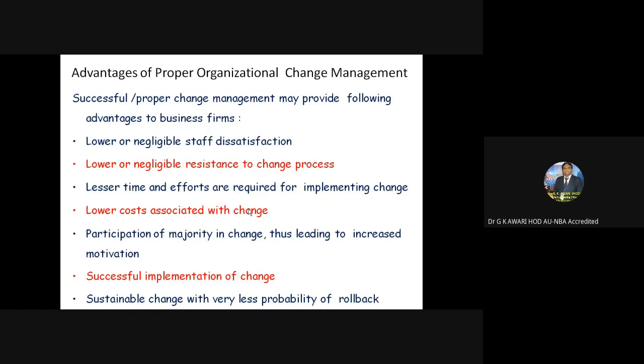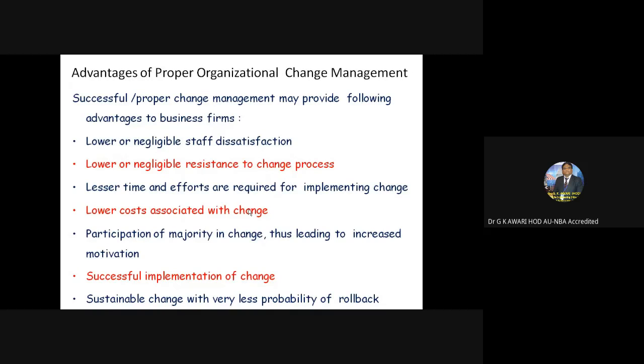Lesser time and efforts are required for implementing change. Okay, lower cost is associated with the change. Okay, no agitation, nothing will be there. Participation of the majority in change, thus leading to increased motivation. So people will be motivated to accept the change. Successful implementation of change, whatever the change the honorable management wants to bring, that successful change will be there, and sustainable change with very less probability of rollback.